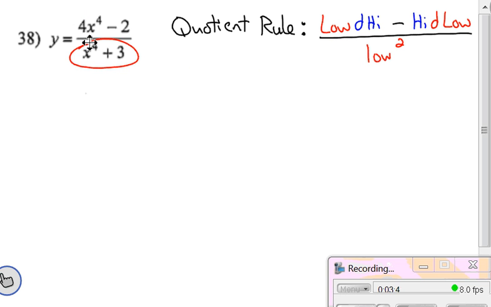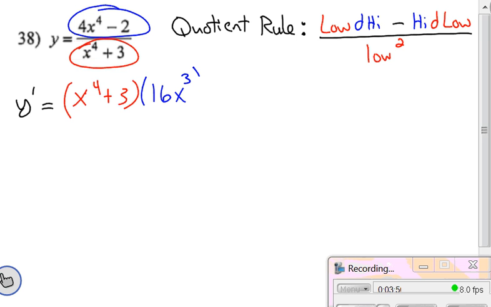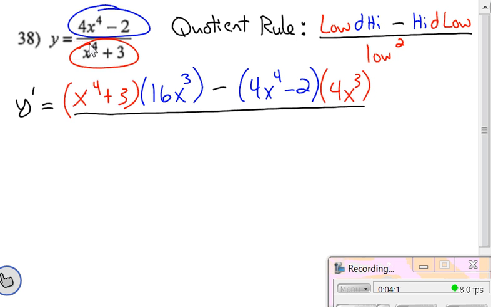Okay, one more. We've got a low function. We've got a high function. They're being divided. We're going to use the quotient rule to differentiate. One more time here. So the low function times the derivative of the high function, which is 16x cubed, minus the high function, 4x to the fourth, minus 2, write it down as is, times the derivative of the low function, 4x cubed, all over the low function squared. That's it.